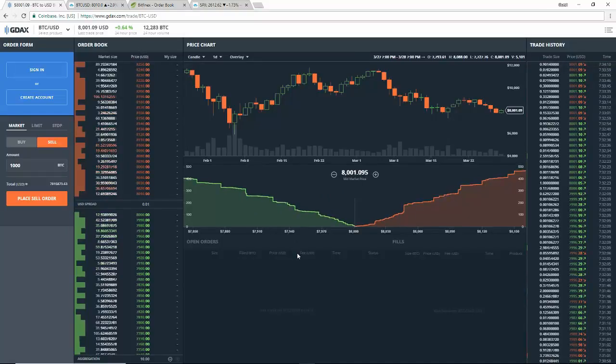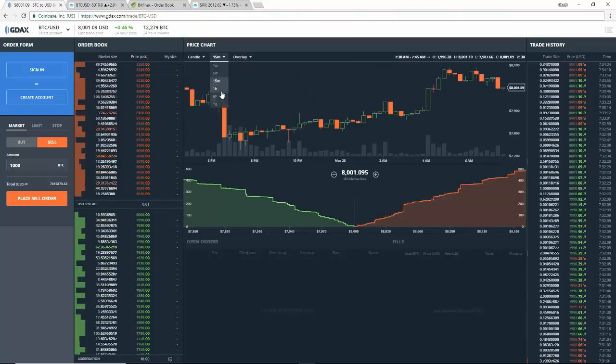GDAX does offer us some basic technical analysis information, such as a chart, some volume bars, the timestamp with the open, high, low, and close of that particular candle. We can go and look at the daily, 6-hour, hourly, 15-minute, 5-minute, and 1-minute candles.